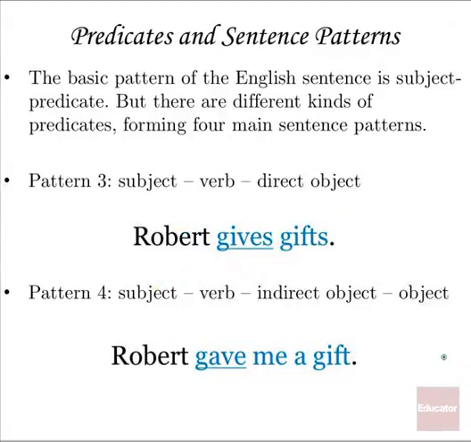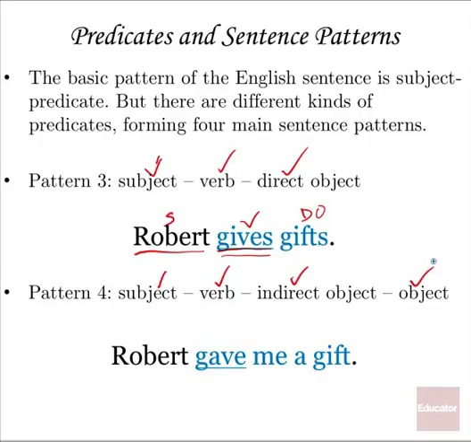All right, the third pattern is subject, verb, direct object. Now the direct object is whatever receives the action of the verb. We'll cover it in detail in the next lesson. But again, we have our subject Robert, gives, our verb, gifts, D-O. Gifts are receiving the action of the verb gives. What does he give? He gives gifts. What do Lennon and McCartney write? They write songs.